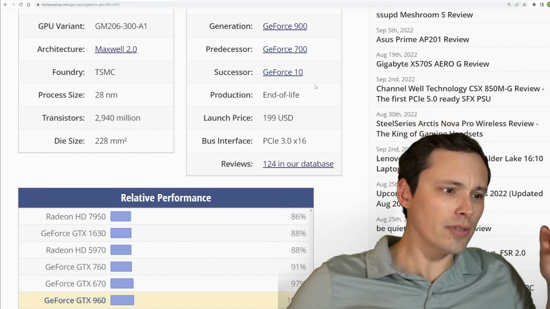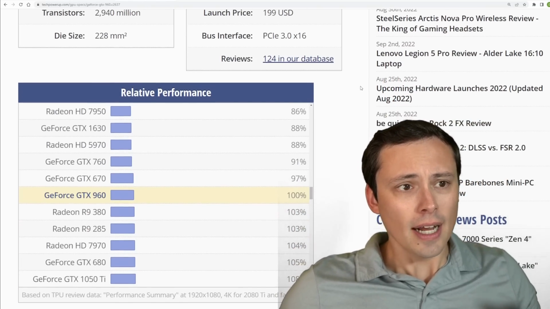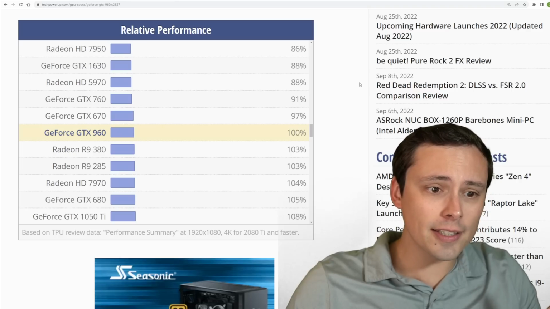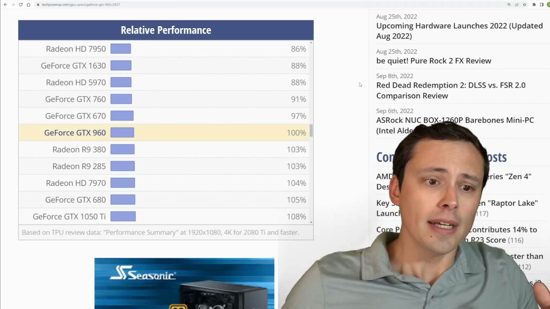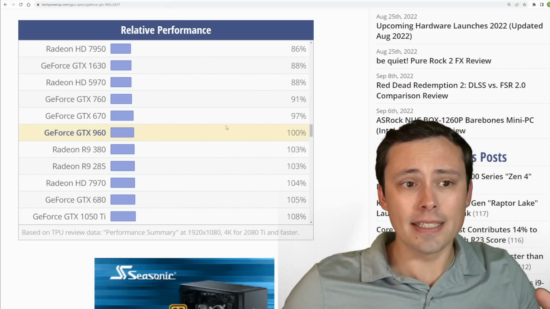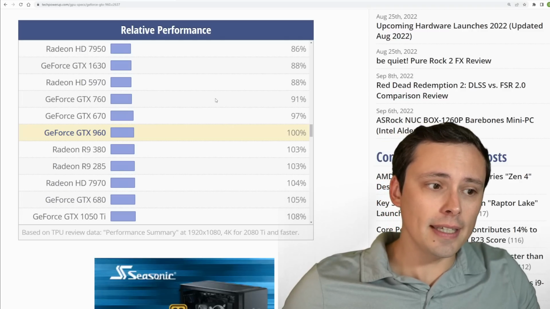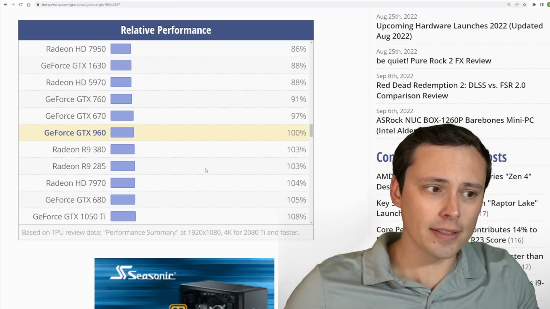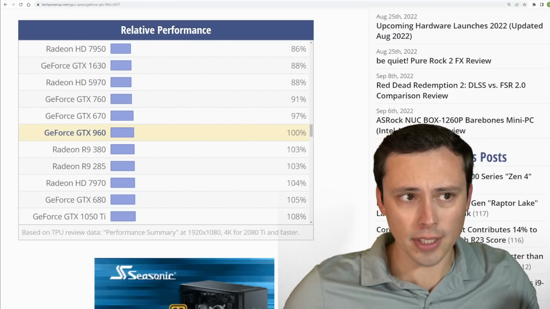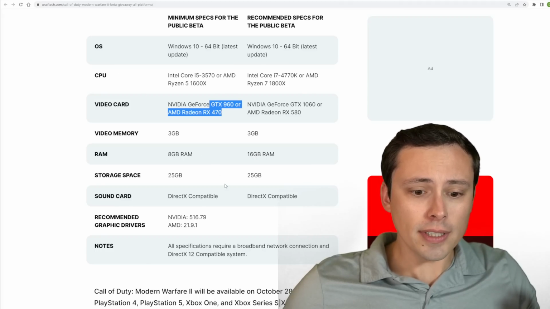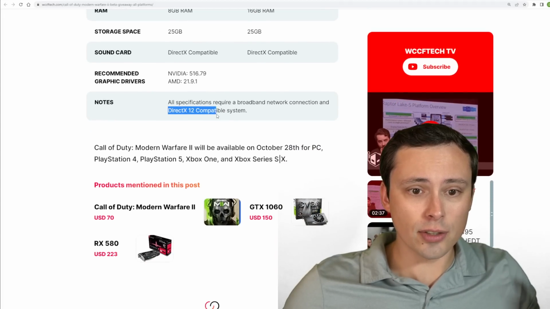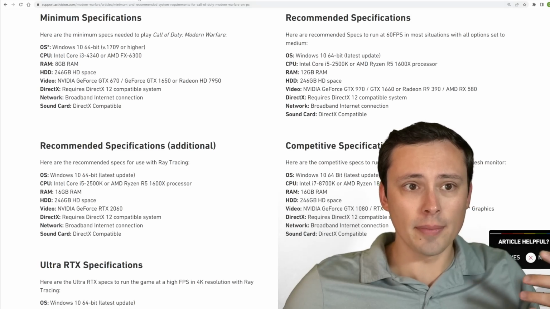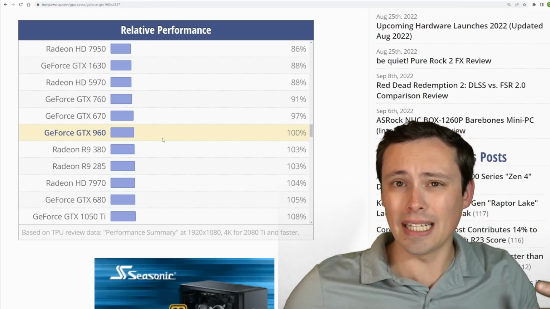Let me pop over to a performance chart over here. So this is from TechPowerUp, and I have to be clear that this is not perfect. Especially on older GPUs, sometimes the performance scaling can be very different depending on the graphics API that the newer game is running on and how optimized the drivers are on these older GPUs, things like that. So notice they do mention that you do need a DX12 compatible system.